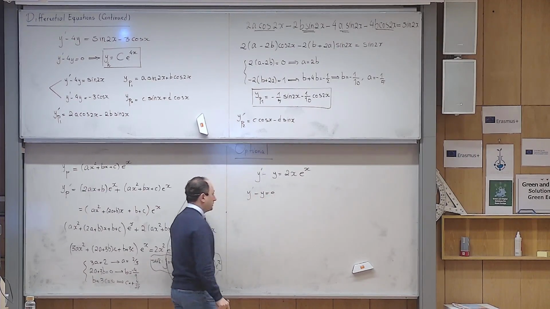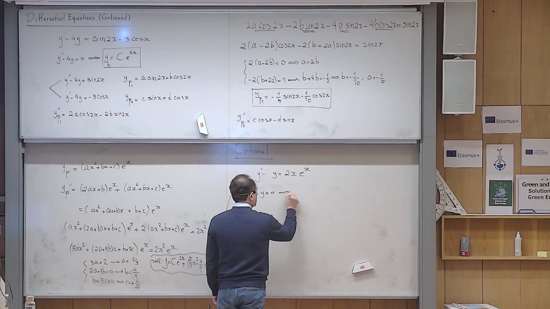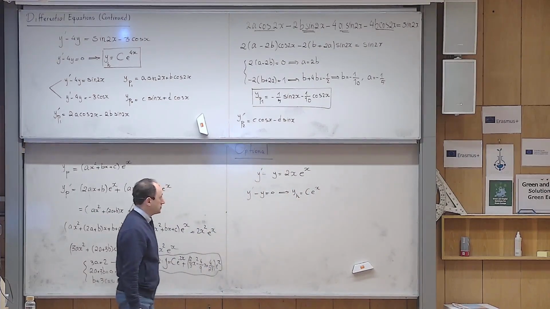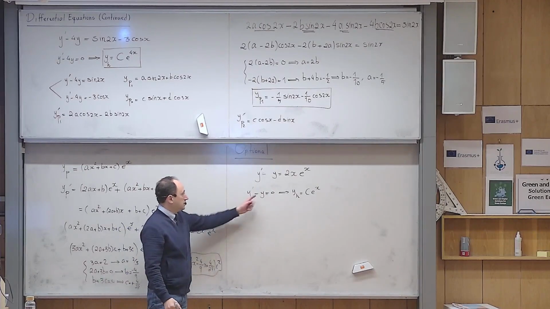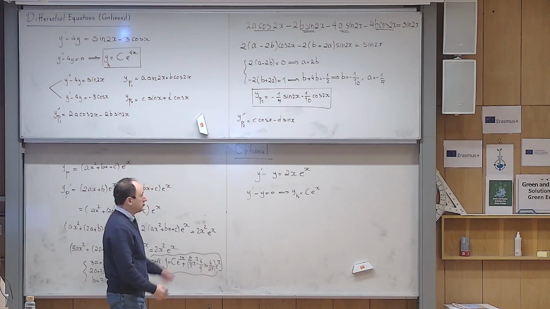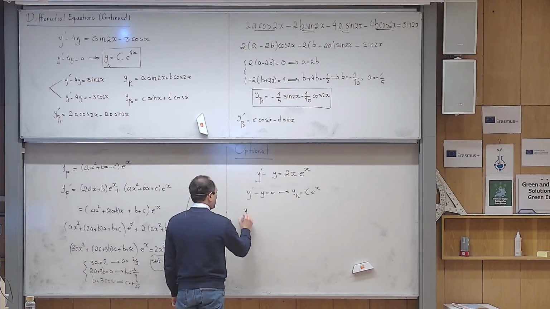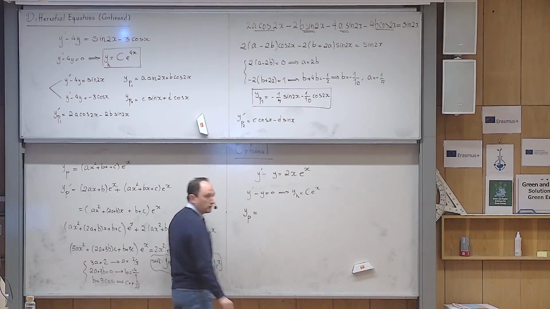Take the homogeneous one and solve it. This is extremely simple, so it is C e to the x, yes? Because it is e to the power of minus ax, and a is minus 1 here. But now, if you learned what I told you, what is your first guess for yp?